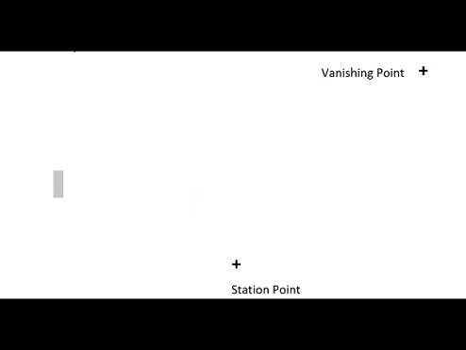Perspective drawings use vanishing points. So in your first drawing, you have a single vanishing point, and as mentioned, what you would use at the station point is the front of your image, and then draw lines to the vanishing point in order to create that perspective. So let me show you how that's done.